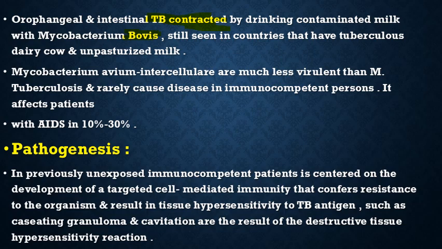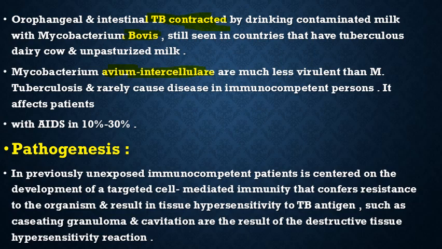Mycobacterium avium intracellulare is a less virulent type than the other mycobacteria, but it can infect immune-compromised people with AIDS, in about 10 to 30%.